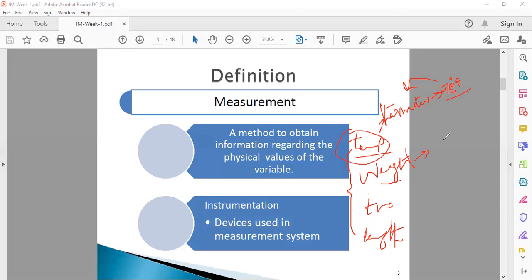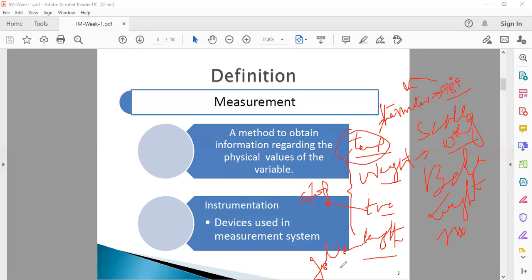For the weight we will gather the information, for example, 10 kg, and we will get this information using an instrument called the scale or the balance, the weight machine. All these are instruments used to gather information. For the time, the stopwatch or the clock, etc. For length, scale and ruler. We call it a ruler, not the foot.